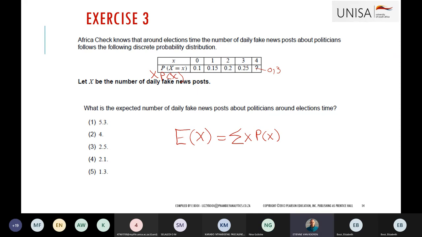I got 2.5. Okay, let's see what others get. Also 2.5. Let's see if I can get more people. If you get a different answer, don't be scared to tell us that you have a different answer. They might have calculated it wrong as well. So we just want to know. Let's make sure that everybody calculates. I also have 2.5. The majority of you get 2.5. I'm also calculating for the first time this evening. 2.2.